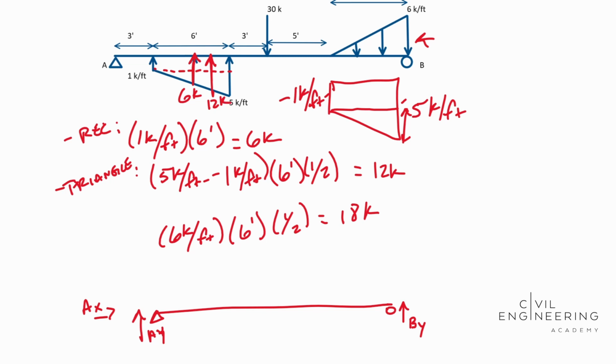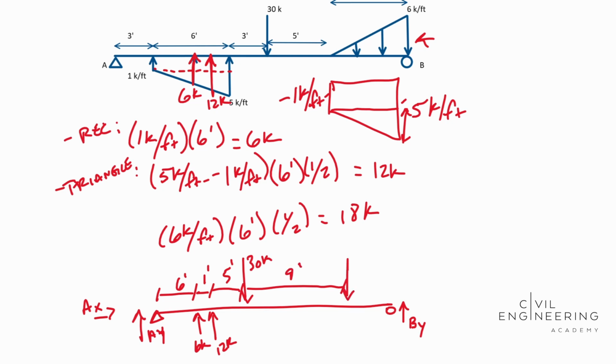Okay, so let's go ahead and draw that in. It's going to act 6 feet away from the end. 6 feet. This is not to scale. Definitely not to scale. We've got 6 kips here. And then 1 foot over, we're going to have our 12 kip force. 12 kips. And then 5 feet over, we have our 30 kip force coming down. So there's 30 kips. And then we have 9 feet over. So more like over here. 9 feet. We have our 18 kip coming down.